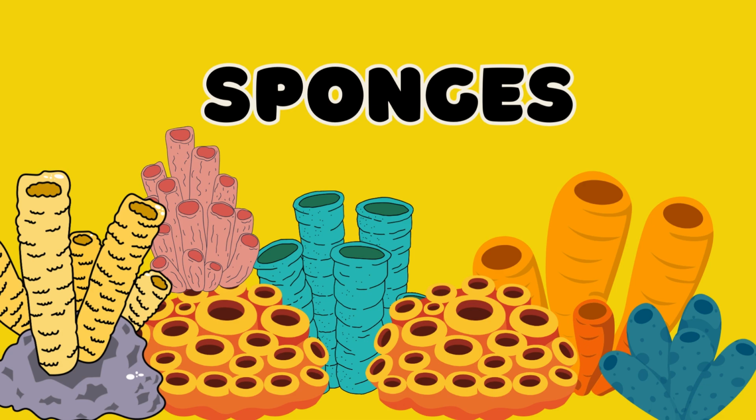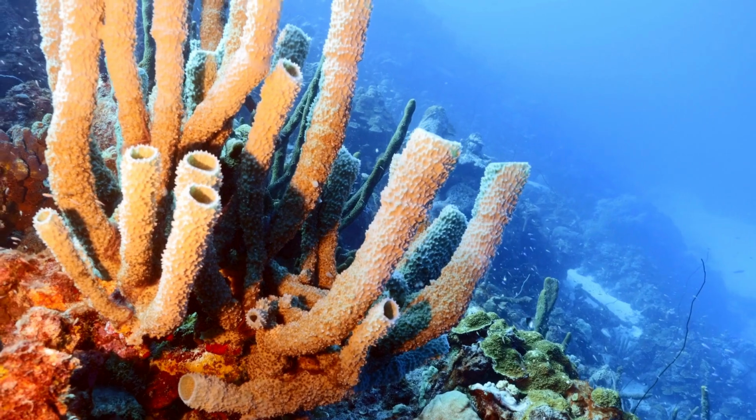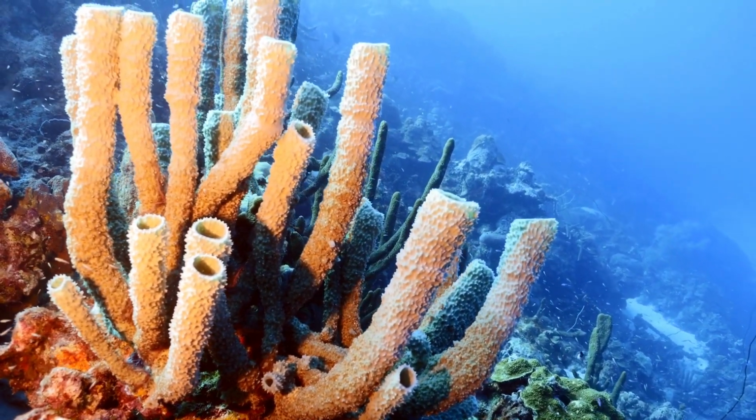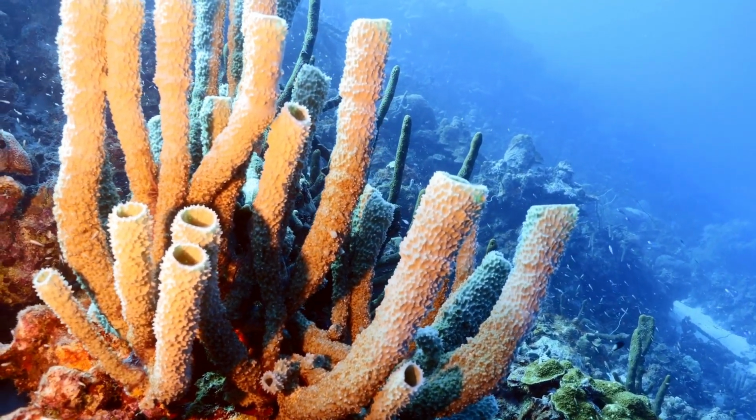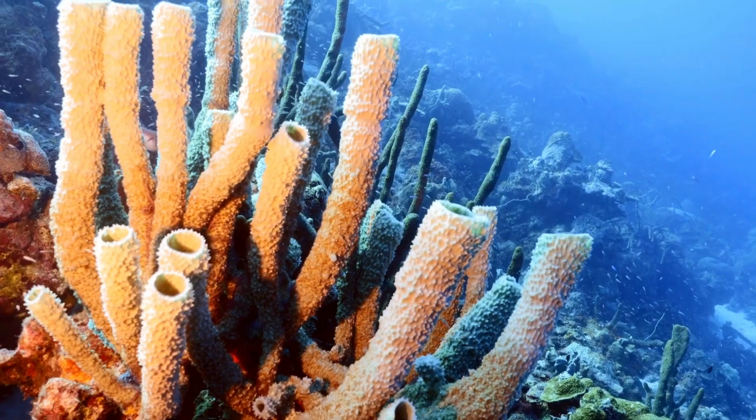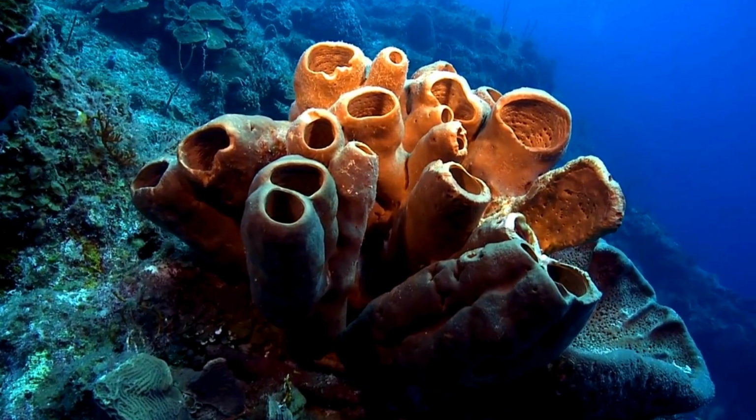Sponges are the simplest of all animals. Inhabiting mostly oceans but occasionally freshwater, they are headless and nerveless. Their movement is very difficult to detect, and they always attach to rocks.